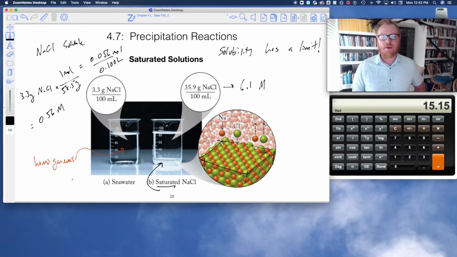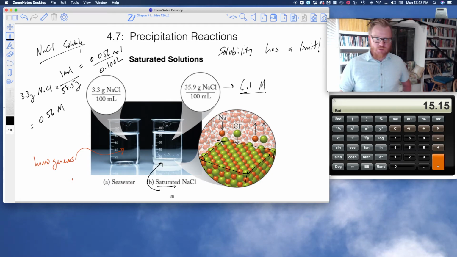The important point being, the supernatant of the solution is 6.1 molar NaCl, and any amount of sodium chloride we continue to add to this saturated solution will result in precipitation. Even though sodium chloride is soluble, that solubility has a limit. So just recognize that not everything is infinitely soluble. You can only dissolve so much before it crashes out of solution, as we call it, or precipitating.